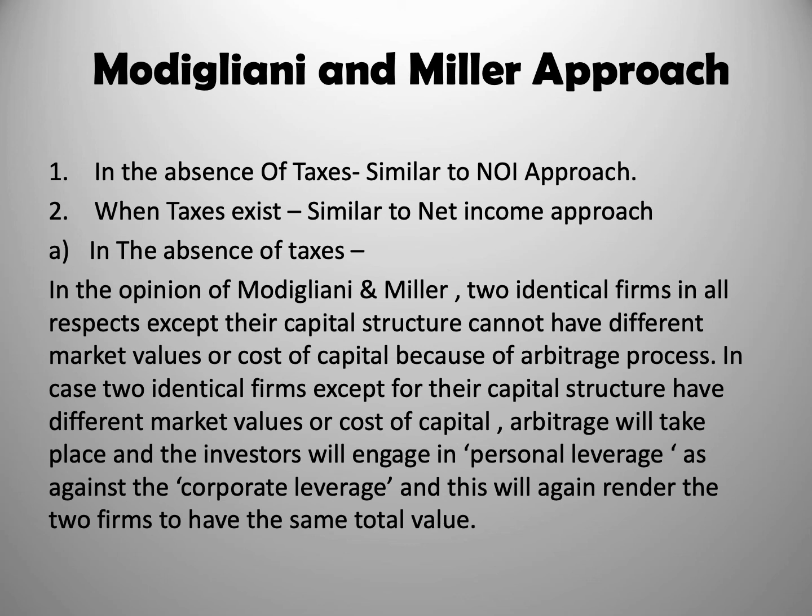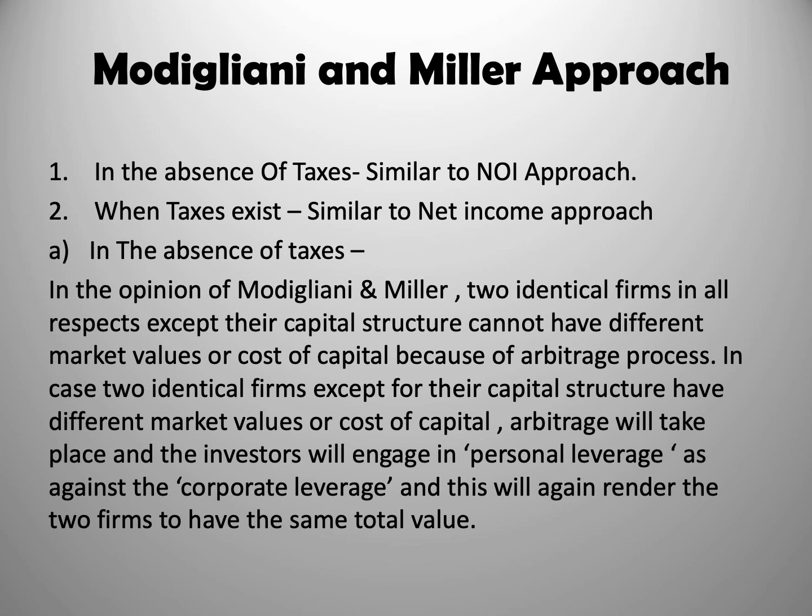So first, the net operating income approach, to which it is similar in the absence of taxes. According to Modigliani and Miller, two identical firms, meaning two firms that are the same in every respect, like they have the same capitalization rate and the same EBIT, but they differ in their capital structure. Their capital employed is the same, say rupees 1 lakh. There are two firms A and B, and the capital employed is the same, rupees 1 lakh, but the capital structures are different.